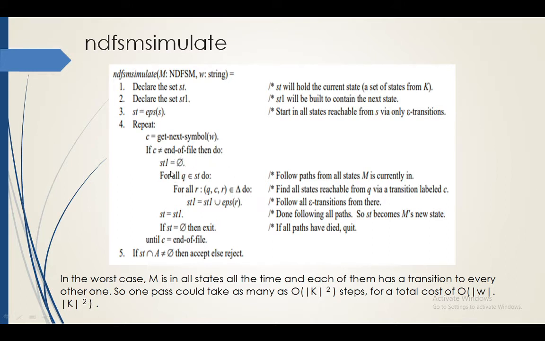If it is not the end of the file, then we set ST1 by repeating the steps given in the fourth step. We repeat this until C equals the end of the file. So first we read the input symbol from W, which is assigned to C. Next we check whether C is not equal to the end of the file. If it is not, then you follow these steps. ST1, the next state set, has an initial value of null.